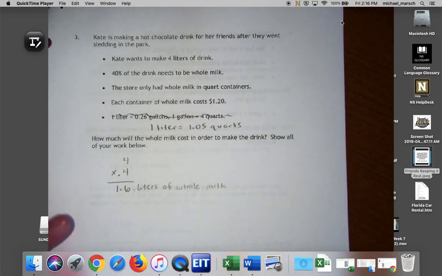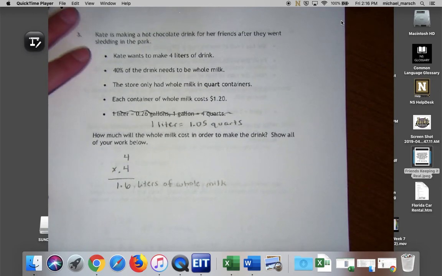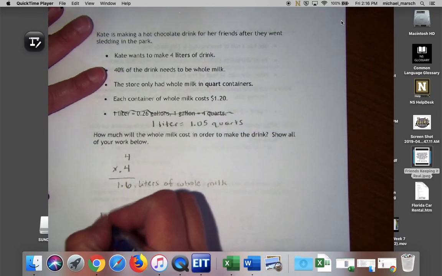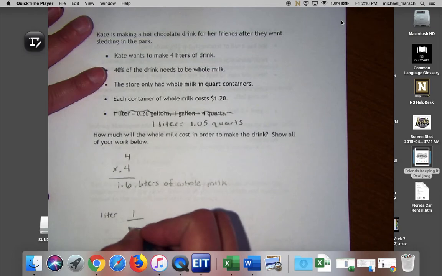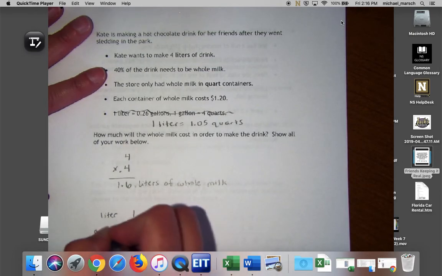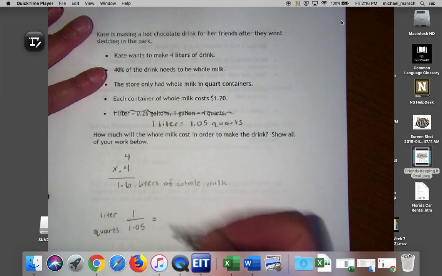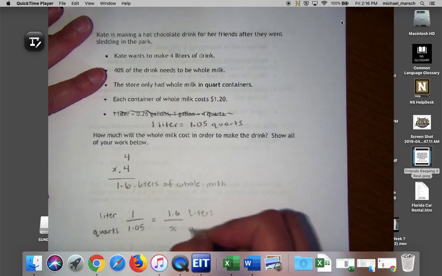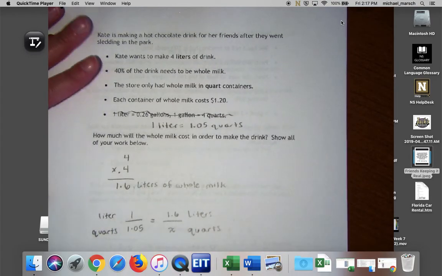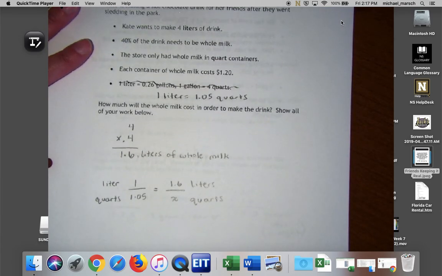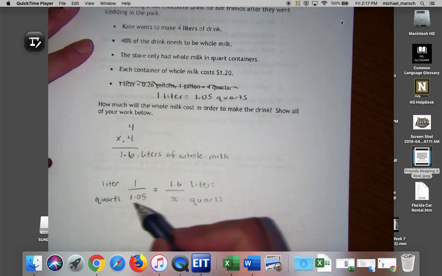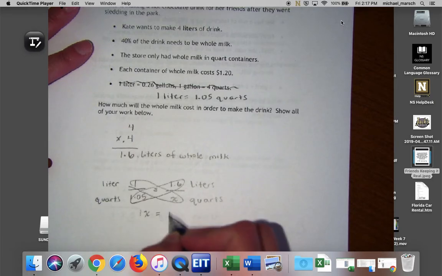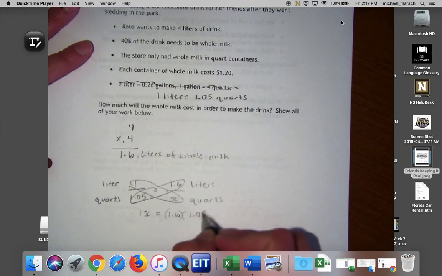Okay, so they only sell it in quarts though. So Kaden, what am I going to do with that 1.6? Now I'm going to convert it. So I'm going to draw my proportion. 1 liter equals 1.05 quarts. So 1.6 liters will equal how many quarts? So I'm going to do my loop-de-loop. So I have 1x equals 1.6 times 1.05.